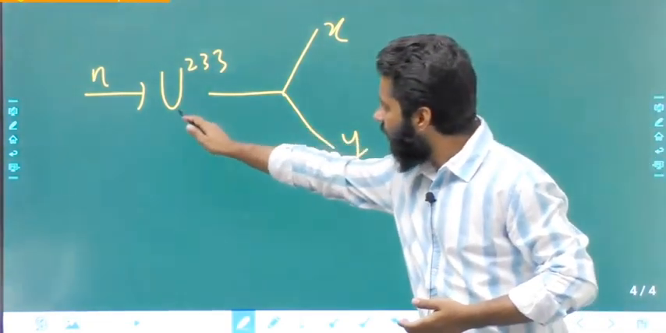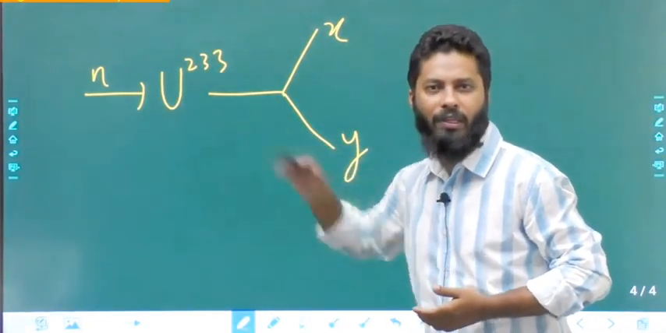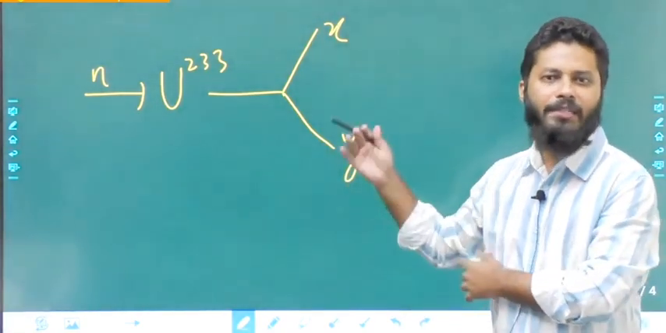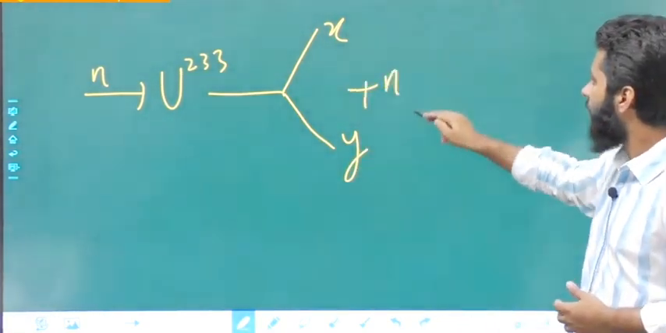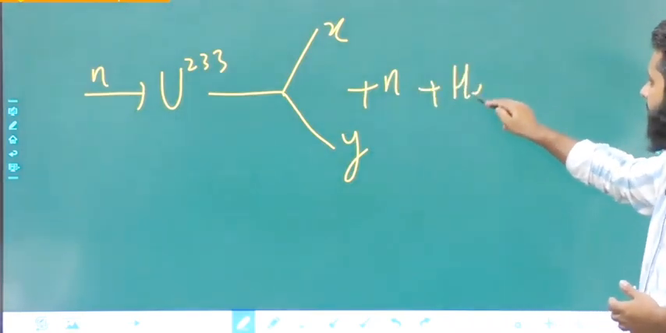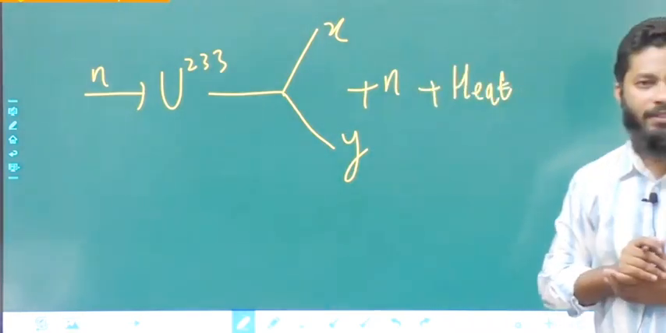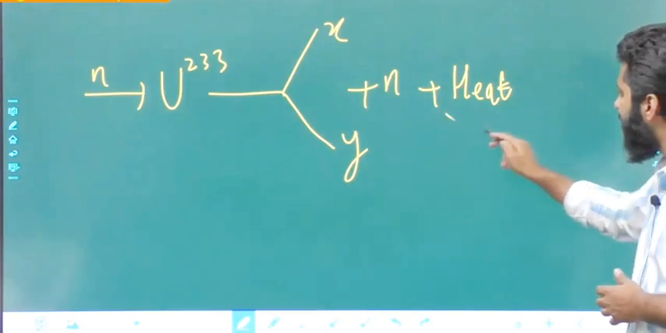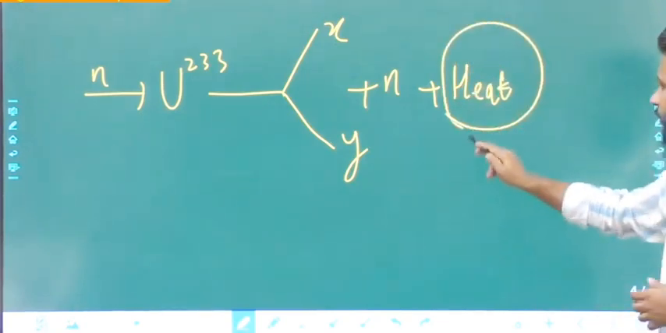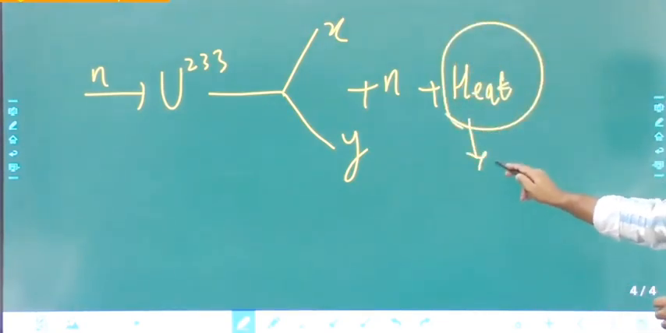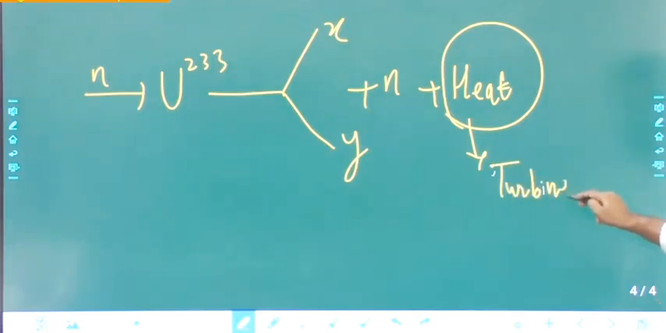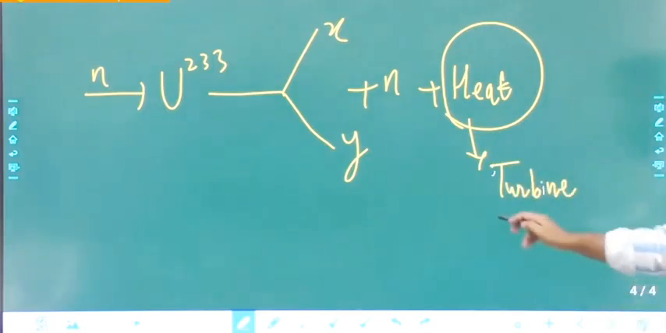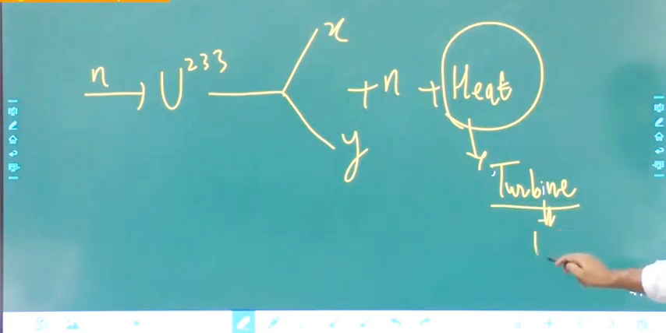When there is a bombardment of a neutron on uranium 233, it splits into two lighter elements plus neutrons plus heat. Heat will be generated in this reaction. This heat will be used to run a turbine, and hence we can have electricity.